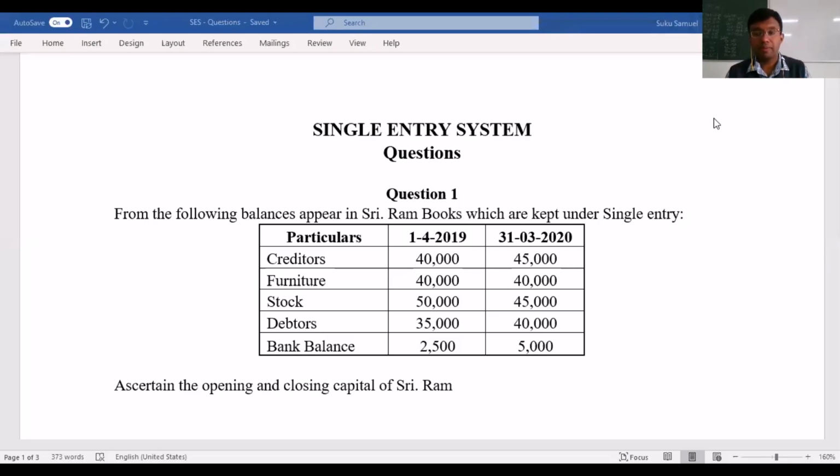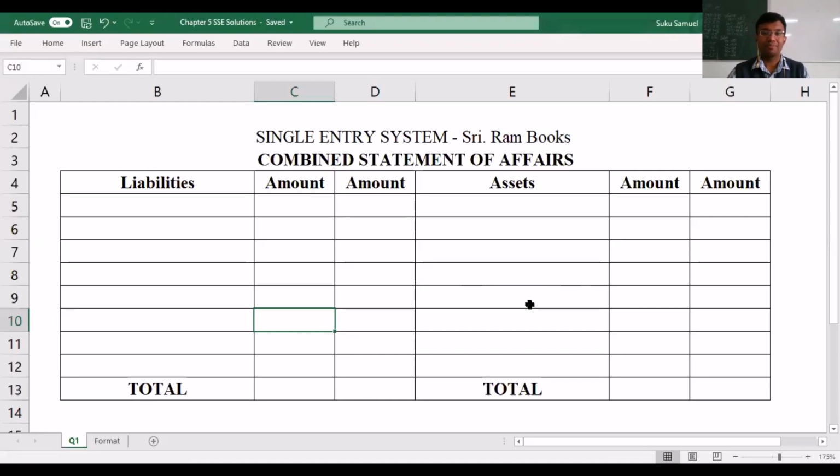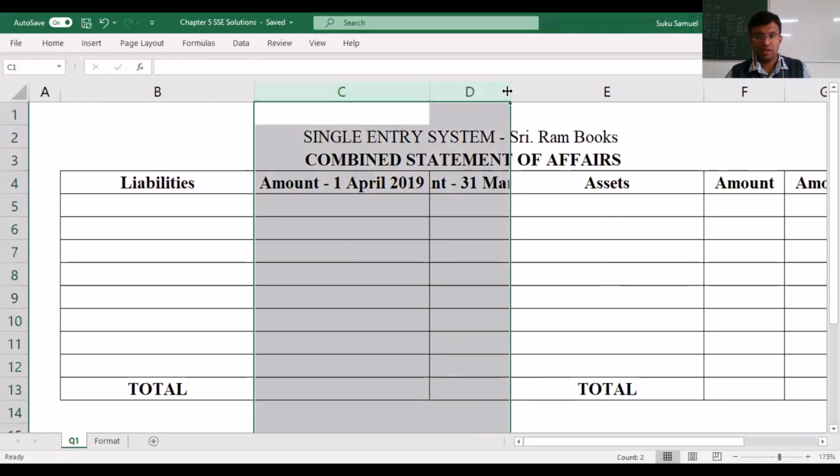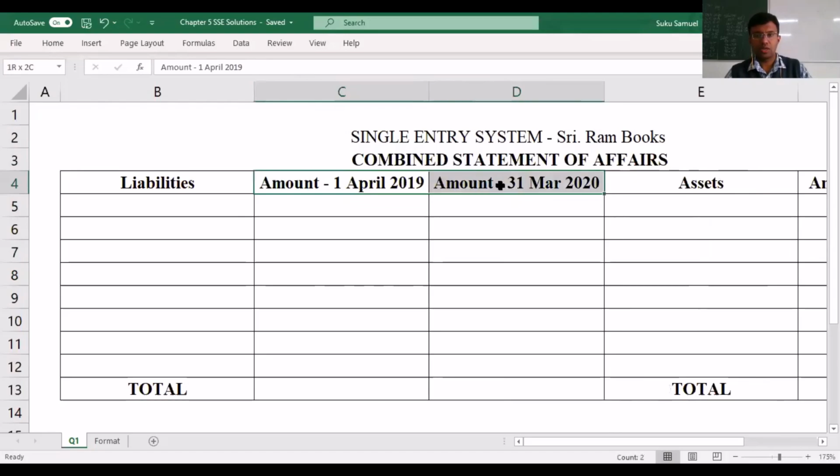Now, the first statement that we will be preparing is the combined statement of affairs, and let's look at the format together. Remember, we prepare the combined statement of affairs in order to understand the profit position. We have two amount columns. The first amount column is for, I'm so sorry, this should be 1st April 2019, and the second amount column should be for 31st March 2020. So we have two sets of values, and we will be working them out like this.